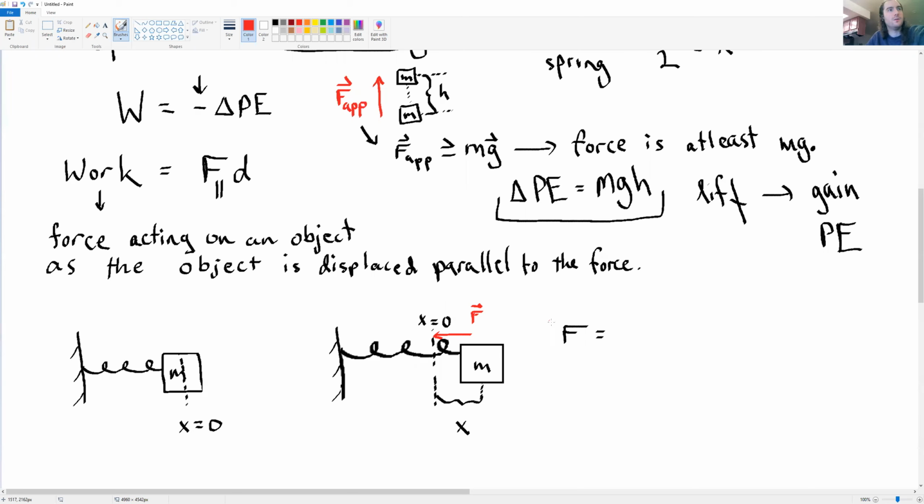And it has magnitude minus kx. Same situation here as the gravitational field. The gravitational field is down, opposite to my applied force. And so the force minus kx, when it acts on this object over a displacement x, is going to give a positive change in potential energy. So stretching is a gain in potential energy.